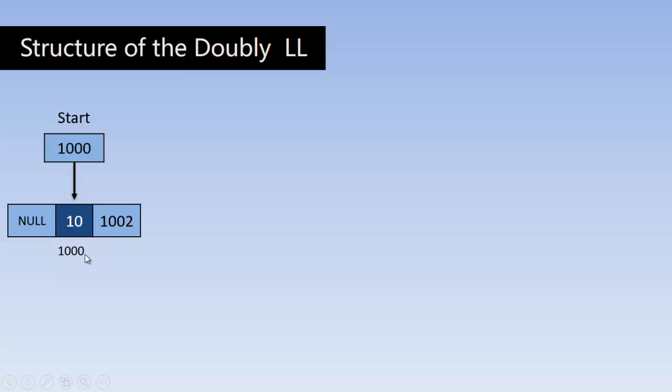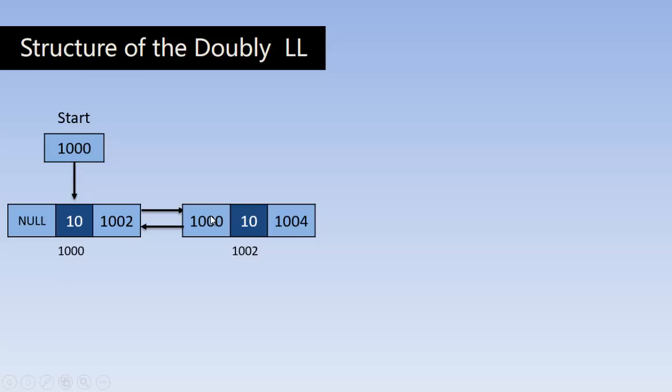The address of this first node is 1000, which is stored in the start pointer. This is the second node in the doubly linked list, which has the address 1002, which is stored in the first node. The address of the first node, 1000, is stored in the right link of the second node. The address of the second node, 1002, is stored in the left link of the first node. In this way, the second node is pointing to the first node and the first node is pointing to the second node. So they are both connected.